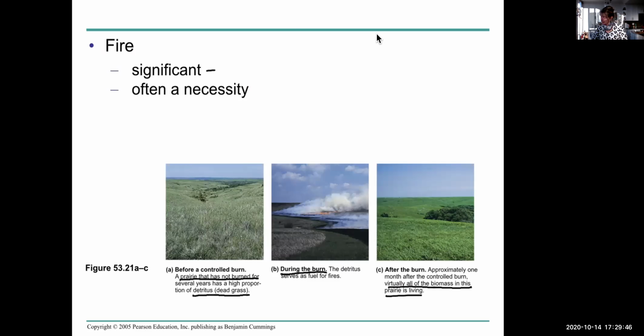So fire can change an ecosystem. In some cases, fire is necessary. It's a necessity. For example, in British Columbia, in our interior and some places on the coast, there is a tree known as a lodgepole pine.